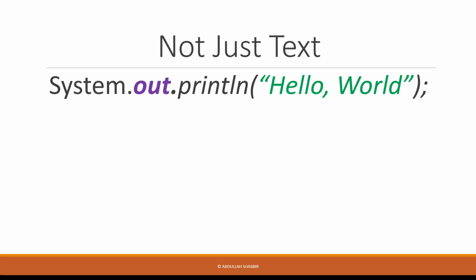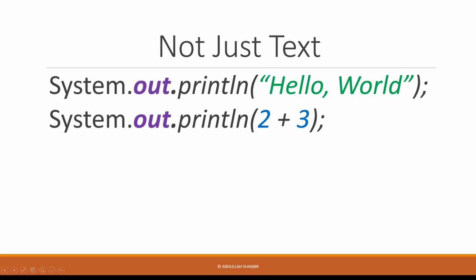The print line command is not only used to display text, you can also print out the result of a calculation. For example, like this statement here, System.out.println(2 + 3). Notice that I didn't put any quotation marks around this because here we don't want to display it as text. We actually want the result of this mathematical calculation.